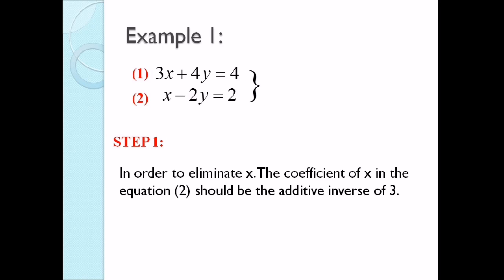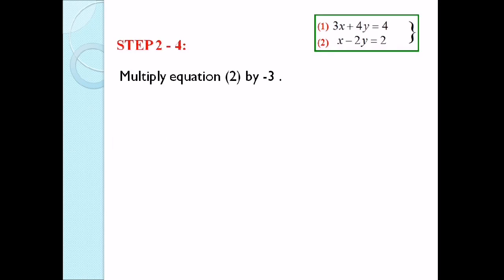So let's start with step 1. In order to eliminate x, the coefficient of x in equation 2 should be the additive inverse of 3. Kung mapapansin, we decided to eliminate variable x. So, yung coefficient na nasa baba ay 1, kailangan ay maging additive inverse ng coefficient ng unang equation, 3x. So, what is the additive inverse of 3x? Negative 3x. So, therefore, we need to multiply equation 2 by negative 3 para maging additive inverse ng variable x ng equation 1.